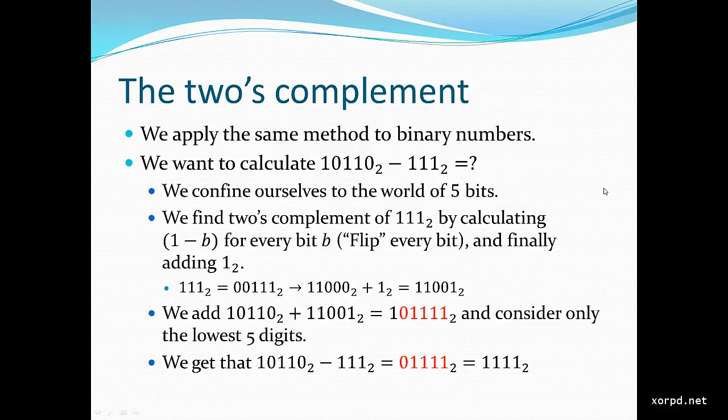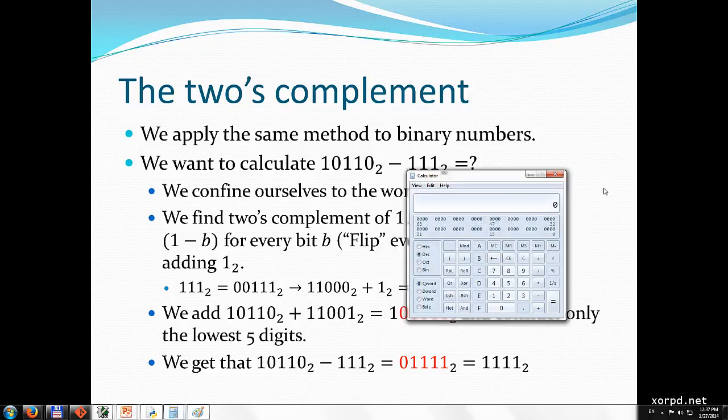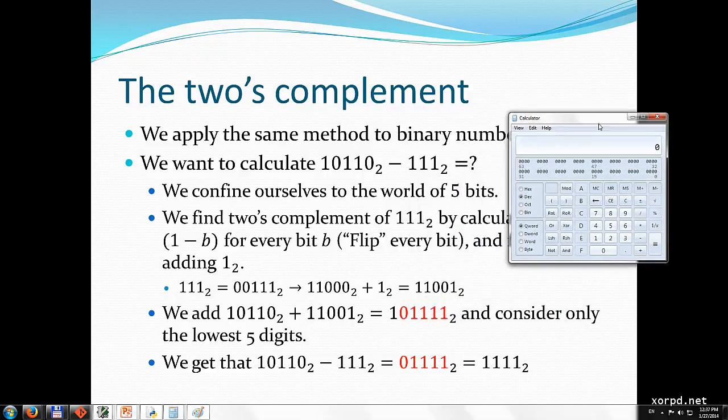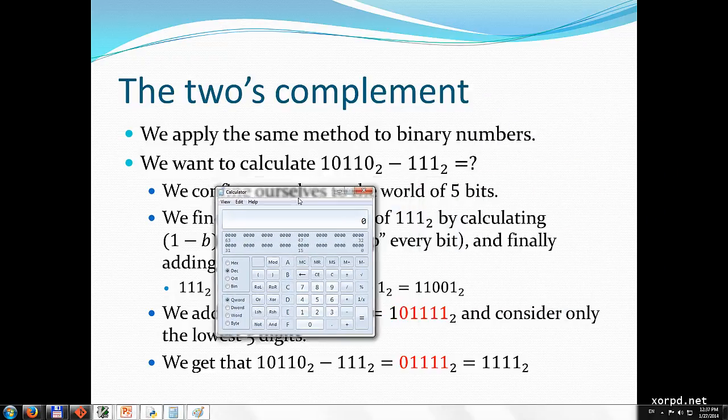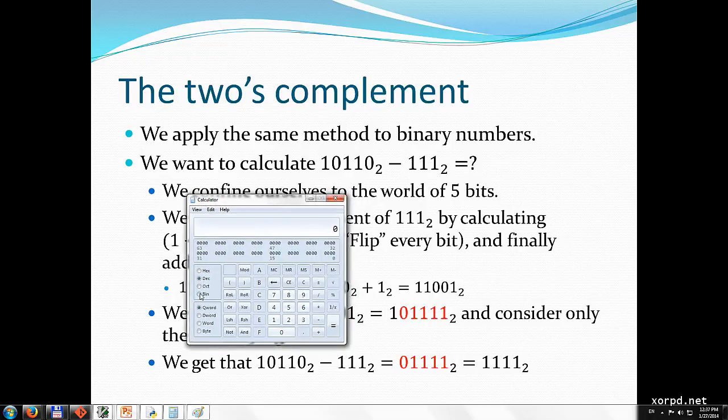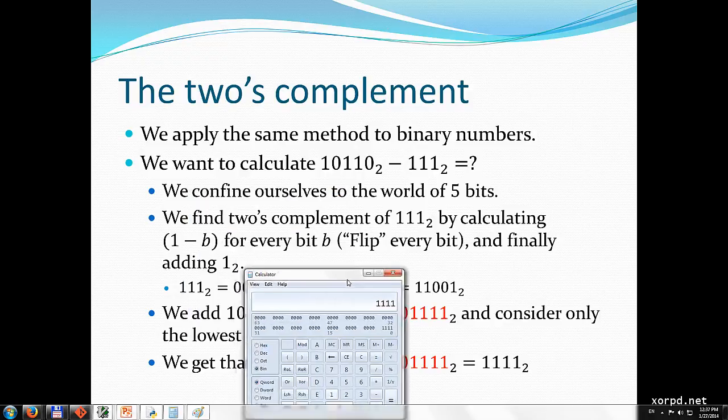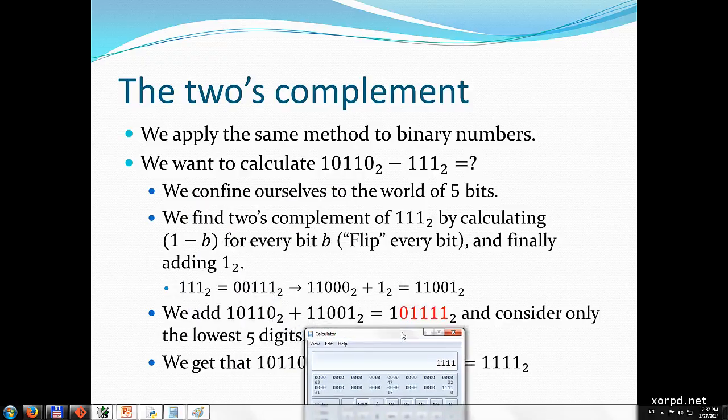We can actually check that this result is correct by using the calculator as usual. We pick the binary mode, and then we calculate 10110 minus 111, which equals exactly this result. So we were correct.